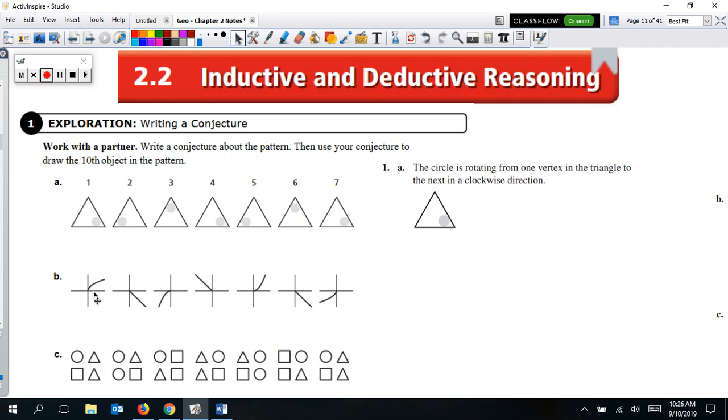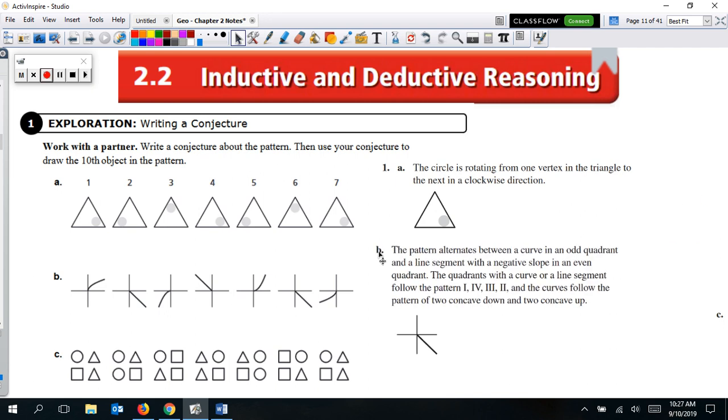So you can figure out, this is 1, 2, 3, 4, 5, 6, 7, 8, 9, 10. The 10th figure is going to be back in quadrant 4, which is always a line segment going straight down. So it should look like the second one here, and you can see that's what's happening. This is a really big, long explanation. You can definitely explain it a lot simpler than what I just said.